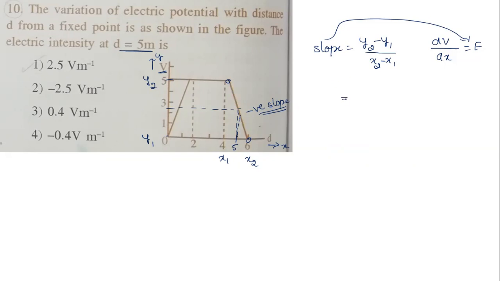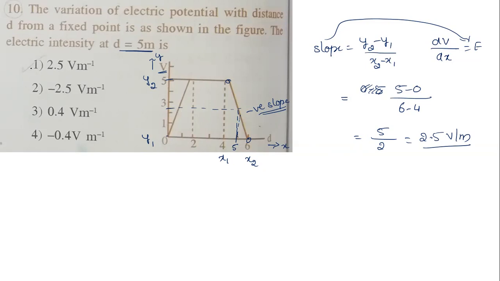So I need to find here, look at now, y2 minus y1. Where is y2 minus y1 now? That is 0 minus 5. Because this is 0, not 0 minus 5, it is 5 minus 0 divided by x2 minus x1, 6 minus 4. That will give us 5 divided by 2, that is equal to 2.5 volt per meter.